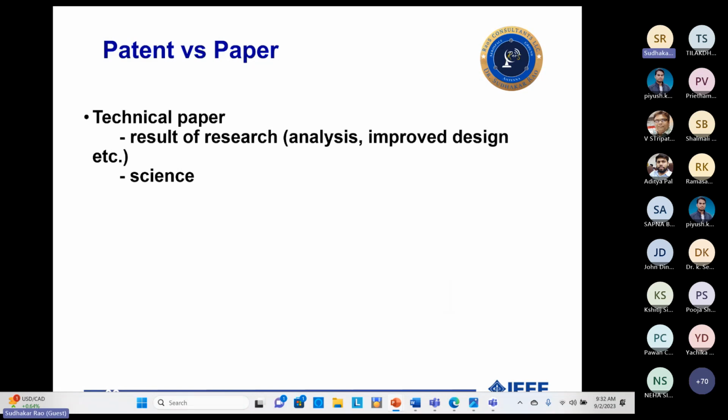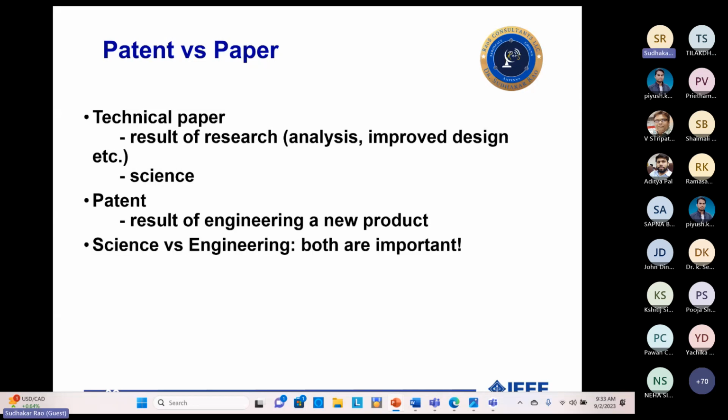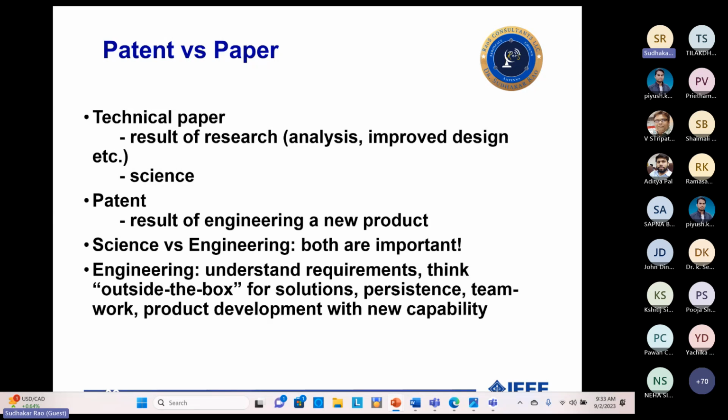Patent versus paper, what's the difference? A technical paper is a result of research: you do analysis, improve designs, and so on. It's science. A patent is the result of engineering a new product. Science versus engineering, both are important. You cannot say that one is more important than the other. Engineering means understanding the requirements, thinking outside the box, persistence, teamwork, sometimes working with a big team, and product development with new capability. This patent is worth several publications and more, because a patent takes about 4 years to get awarded and goes through a lot of reviews, not just one review. That's why I say a patent is worth several publications.